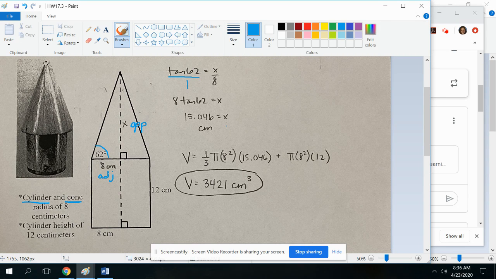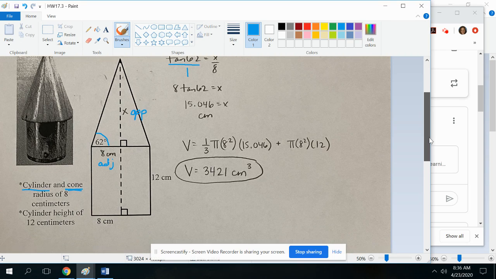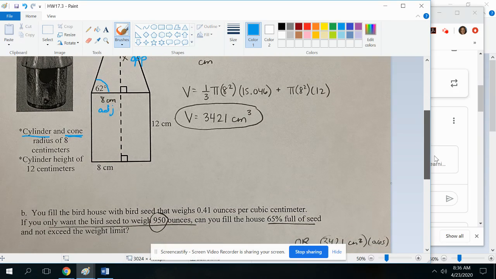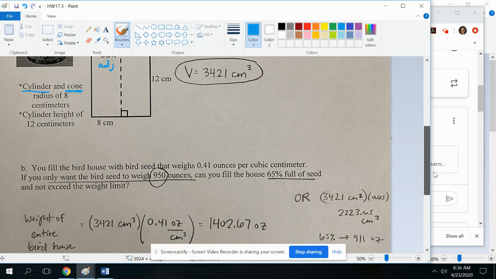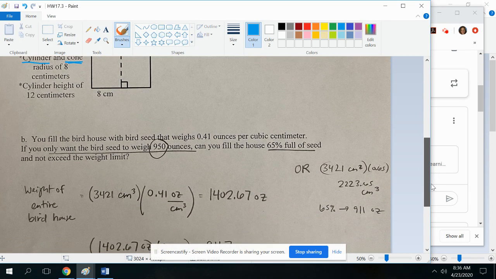Didn't round too early, went out a few decimal places, and then it says round to the nearest cubic centimeter. So I believe it says that. Yep, nearest cubic centimeter. So I put that in my calculator, and it ended up being 3,421 centimeters cubed. Then the next part of this is they want you to answer a little question about it. So you're going to use that volume again, so keep that in mind.